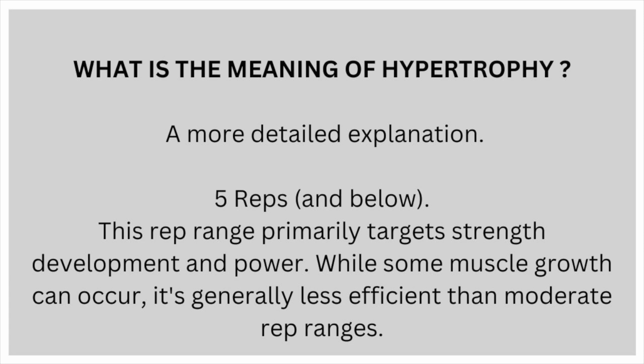A more detailed explanation. 5 reps and below. This rep range primarily targets strength development and power. While some muscle growth can occur, it's generally less efficient than moderate rep ranges.